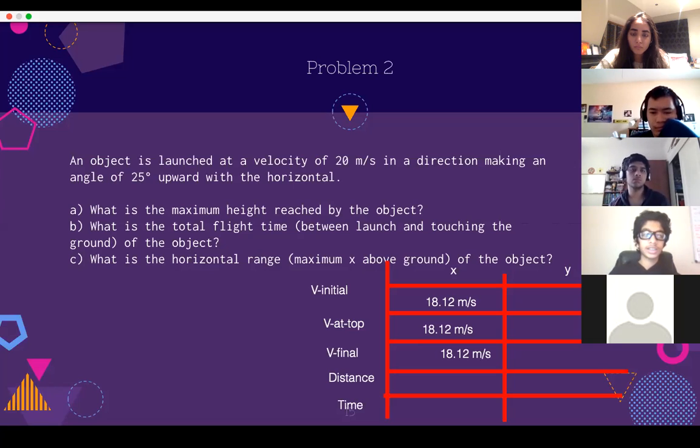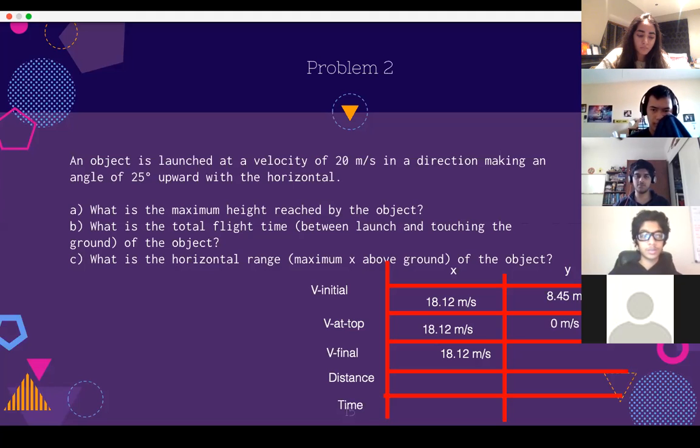And then in the y direction, we know the initial velocity will be v sine theta. So in this case, that'll be 20 sine 25, which would be 8.45 meters per second. And we know at the top, the y velocity is always 0 meters per second because it's the brief instant where it changes direction from going up to going down.